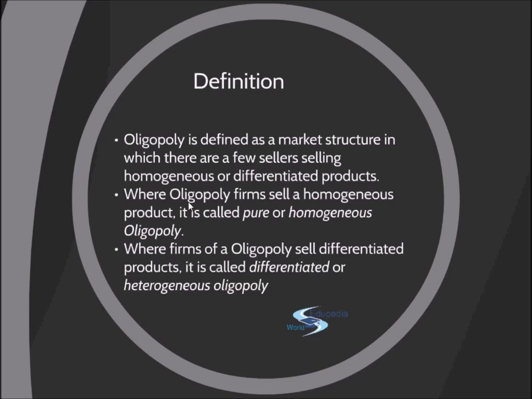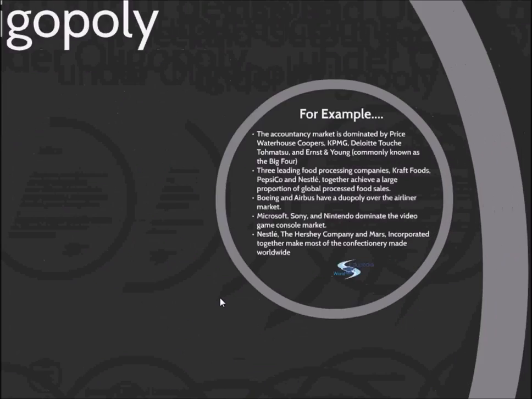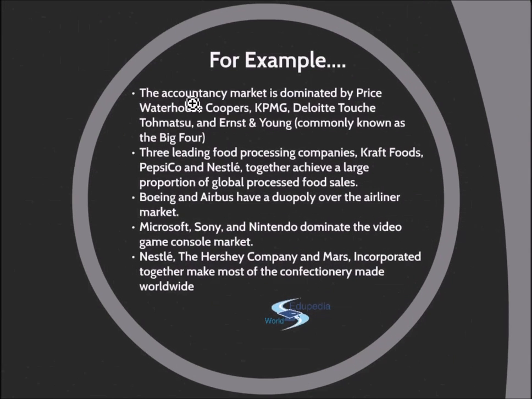Where oligopoly firms sell a homogeneous product, for example oil companies, it is known as pure or homogeneous oligopoly. And where oligopoly firms sell differentiated products, for example automobile companies, TV manufacturing companies, it is called differentiated or heterogeneous oligopoly. Now let's see some worldwide examples of oligopoly type of market structure.